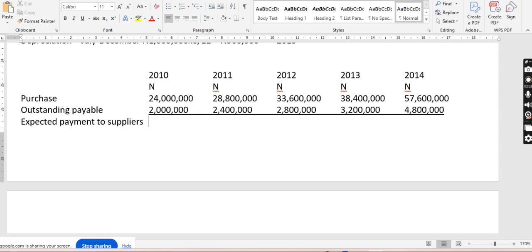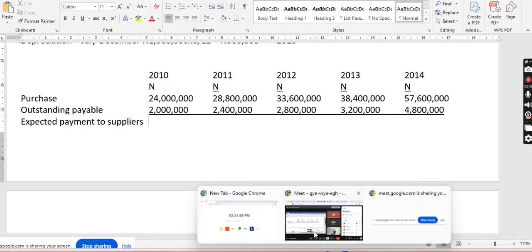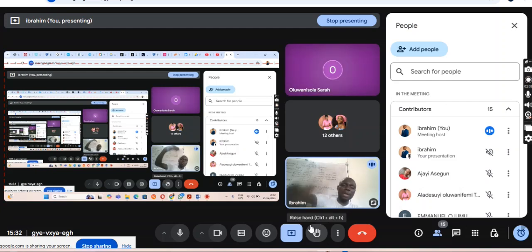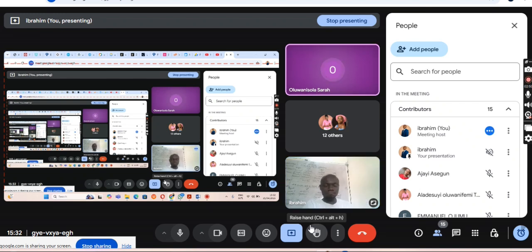Class, let me explain again. The total yearly purchases is 24 million. We want to get what will be the total payments at the end of the period. That is why you are preparing a budget. What is the total payment to suppliers? What is your total sales collection? What is your total payment to suppliers? Now, what is the total purchases?